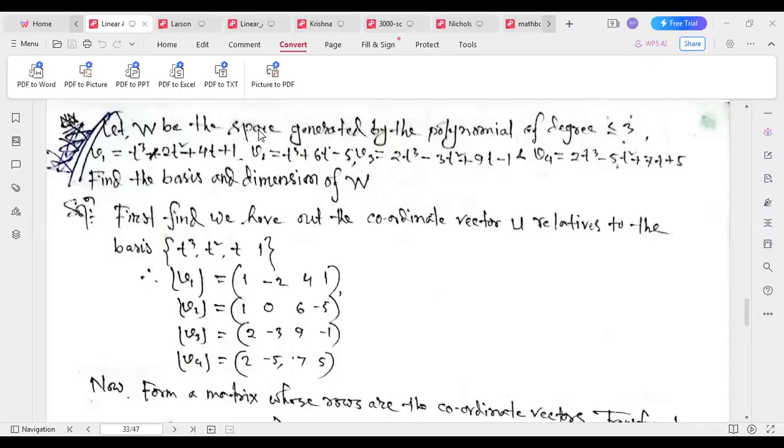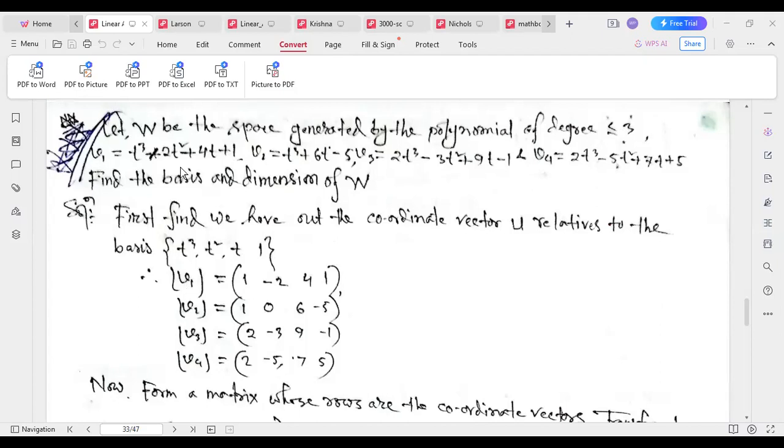Now another example. If W is the space generated by the polynomials of degree less than or equal to 3, then B1 equals this polynomial, B2 equals this polynomial, and B3, B4, there are 4 polynomials. Find the basis and dimension. First find the coordinate vector relative to the basis t cubed, t squared, t, 1. That means third degree polynomials.